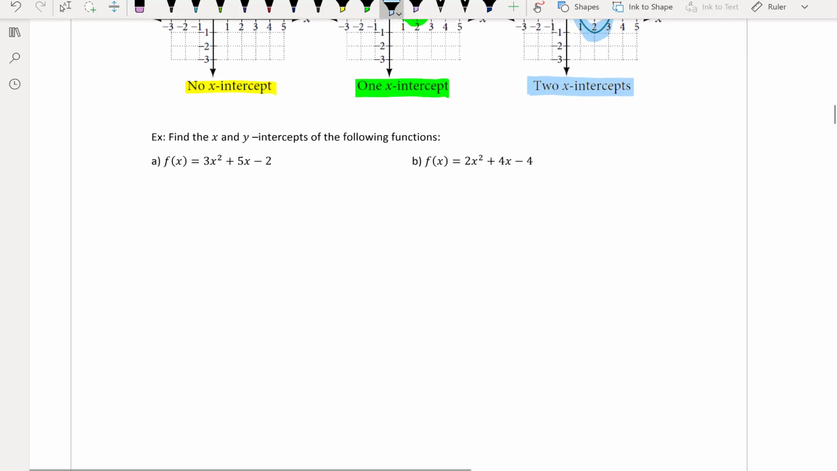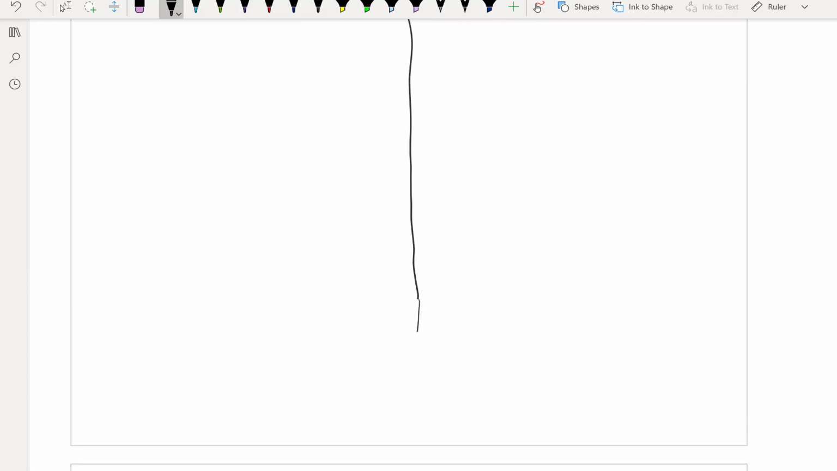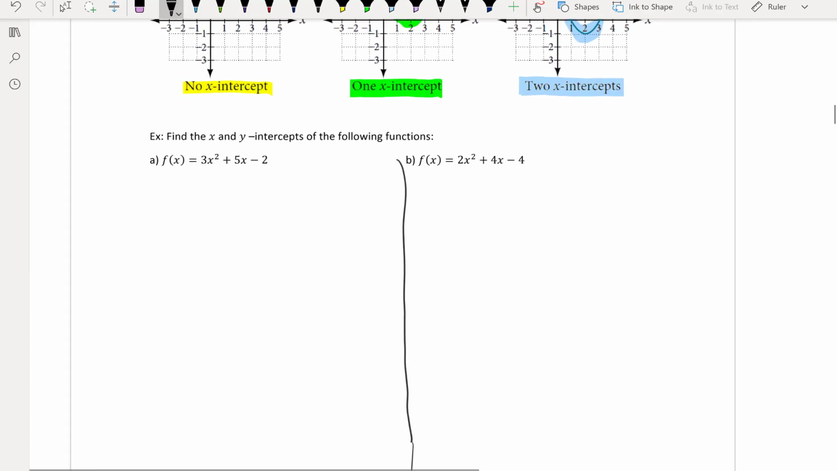So let's actually put this into play given equations. It says find the x and y intercepts for the following functions. Maybe what I'll do first is just split up my page, so that way I can be organized in my work. So the first thing I want to do is find my y-intercept, and that is when you let your x equal to 0.